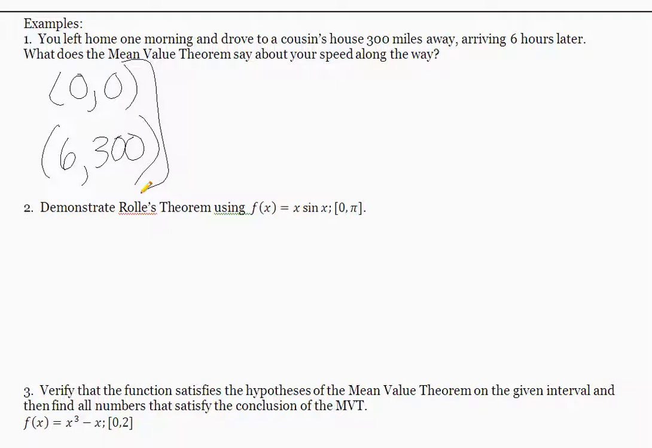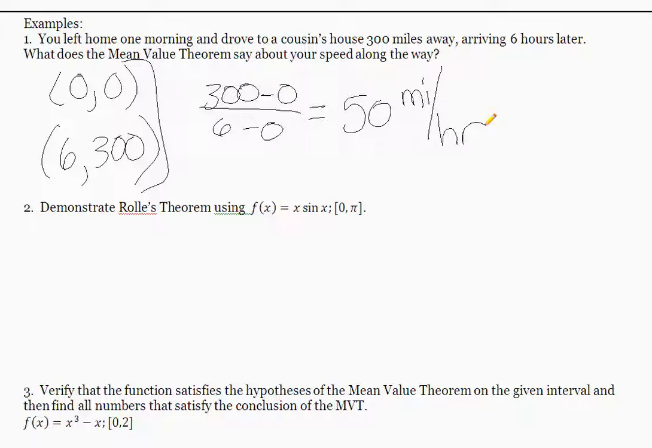So what's the slope between these two points? I could do 300 minus 0 over 6 minus 0, and we get 50 miles per hour. So at some time in between 0 and 6 hours, I was going 50 miles an hour. That's what the mean value theorem is saying.